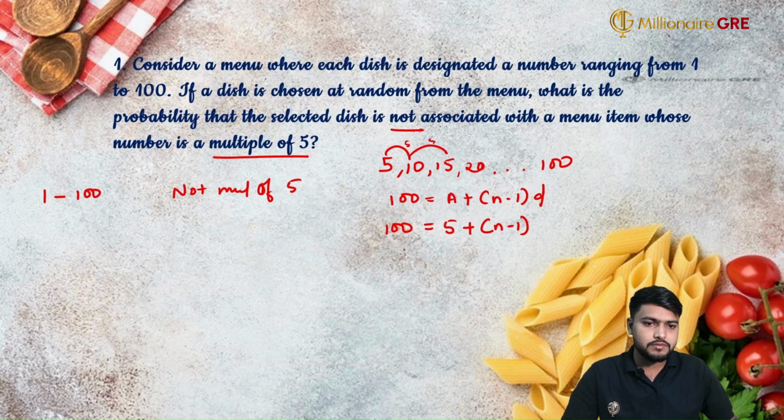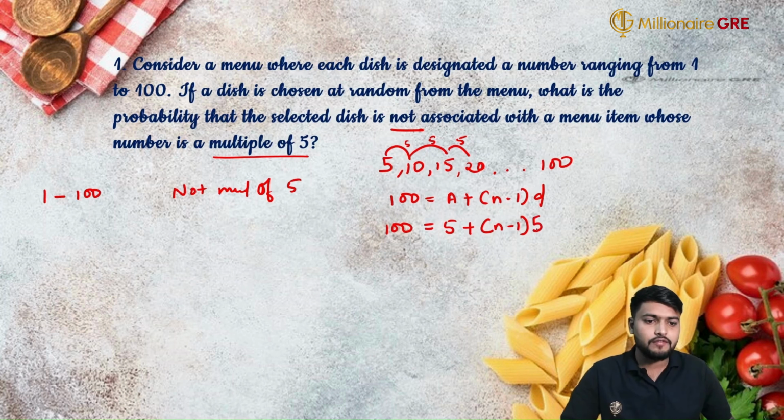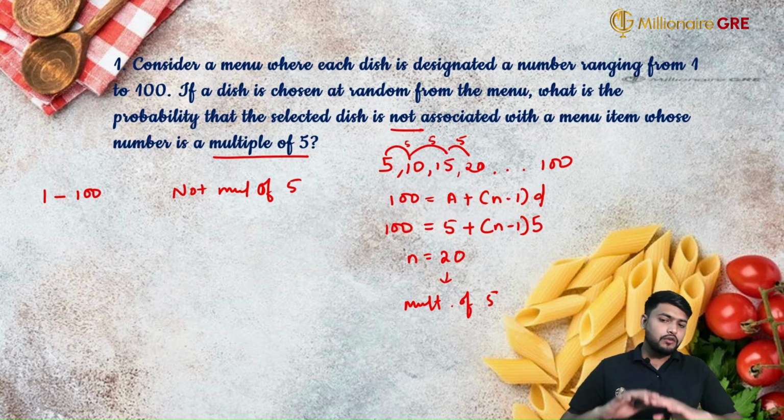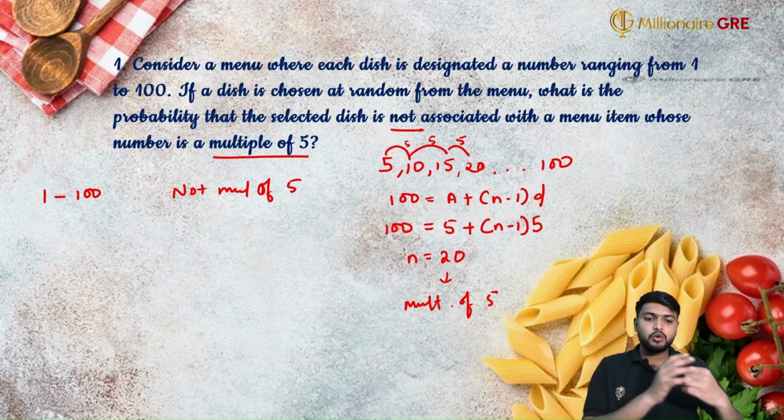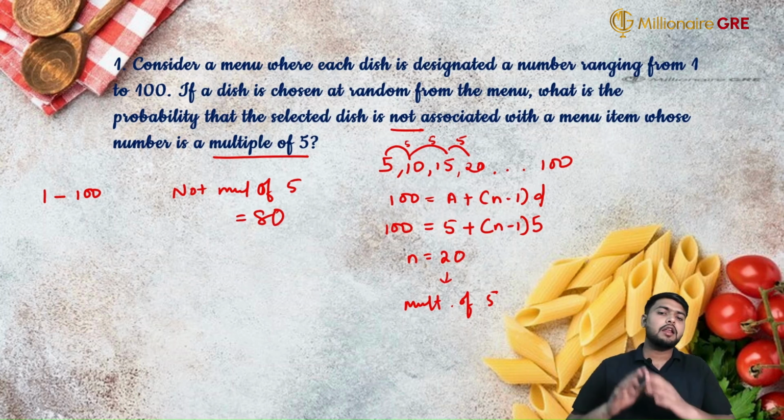Difference between these two terms is 5. So difference between any two consecutive terms is 5. So the constant difference is 5. If you solve this, you will get n as 20. So there are 20 multiples of 5. Out of 100 numbers, 20 numbers are multiples of 5. So 80 numbers are not multiples of 5.